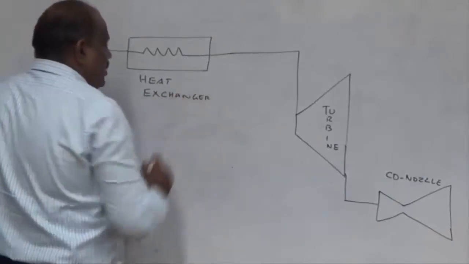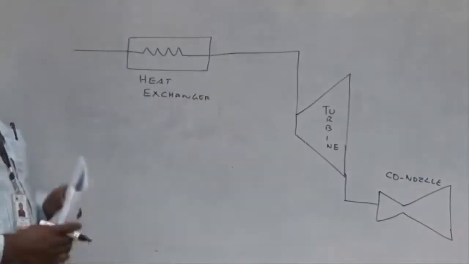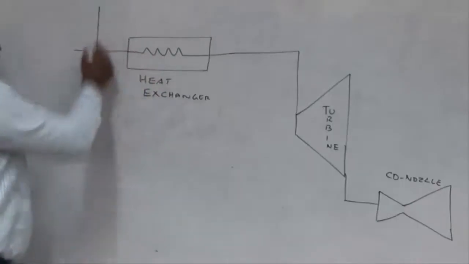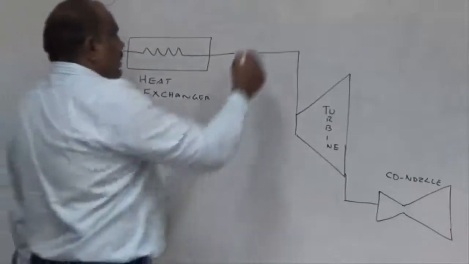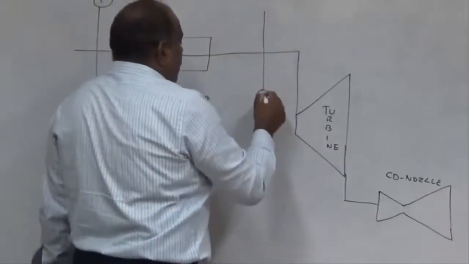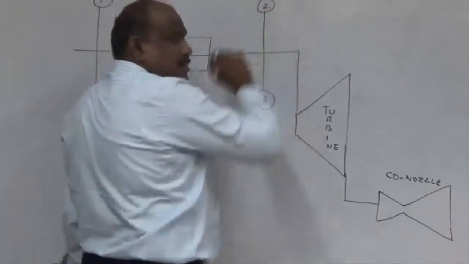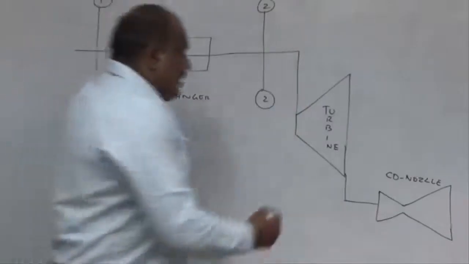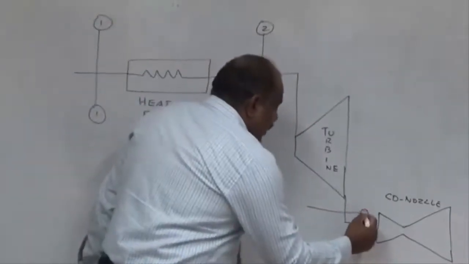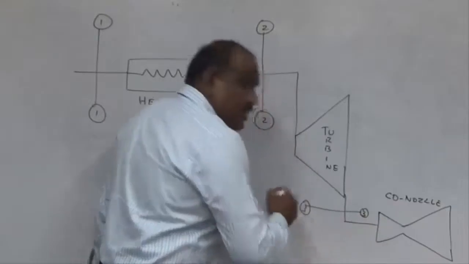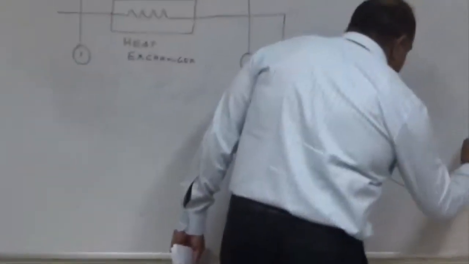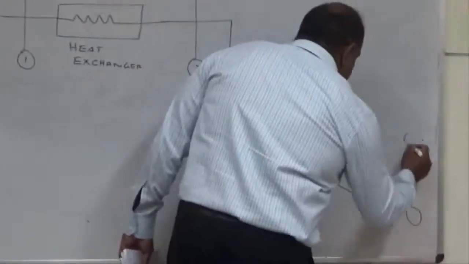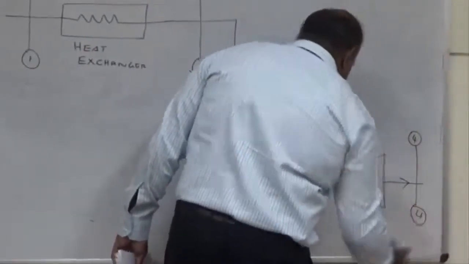So now the open flow system consists of three components. The heat exchanger is the first one. The inlet to the heat exchanger let us indicate by 1, and the exit of the heat exchanger or the inlet of the turbine is designated as 2. The exit of the turbine or the inlet of the nozzle is designated as 3, and the exit of the CD nozzle is called 4.